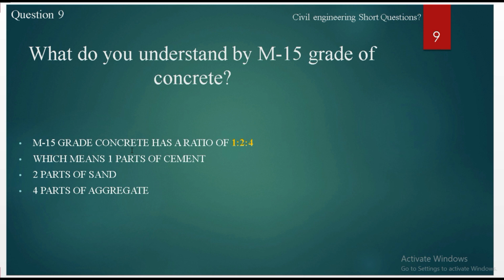Question number 9. What do you understand by M15 grade of concrete? M15 grade of concrete denotes the compressive strength of concrete, which is 15 MPa, and it has a ratio of 1, 2, and 4, which is 1 cement, 2 sand, 4 aggregate, and that's what M15 is for. M stands for mix, and 15 is 15 newtons per mm square, which the concrete cube is going to have on its 28th day. So 15 is the compressive strength, and M stands for mix, and the ratio of M15 is 1, 2, and 4.